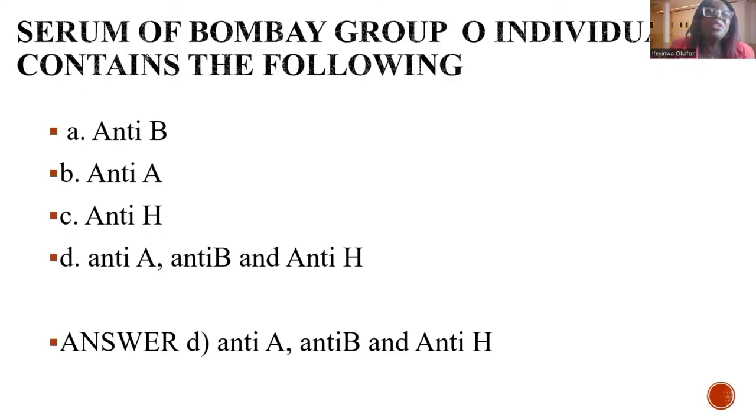Remember, Bombay group O individuals do not have any antigen. They don't have antigen A, antigen B, or antigen H on the surface of their red cells. So in their plasma, they have anti-A, anti-B, and anti-H. They can only be transfused with the blood of a fellow Bombay group O because they can react to every other blood from other people in every blood group system. They must be transfused with only blood from a Bombay group O individual.